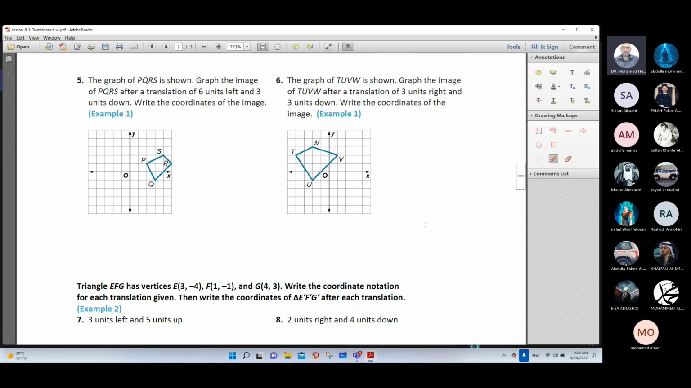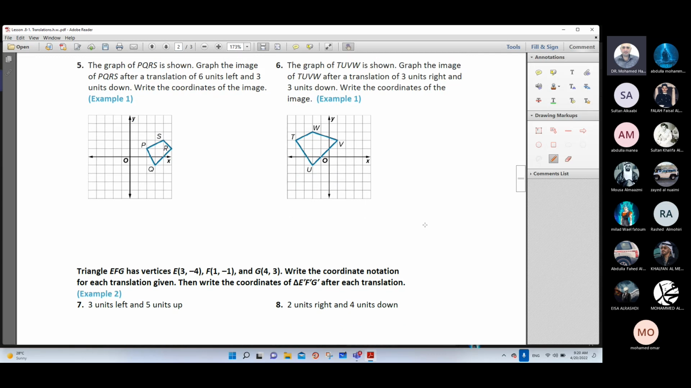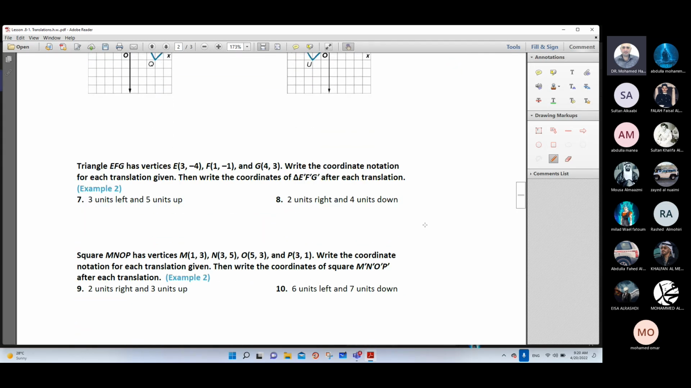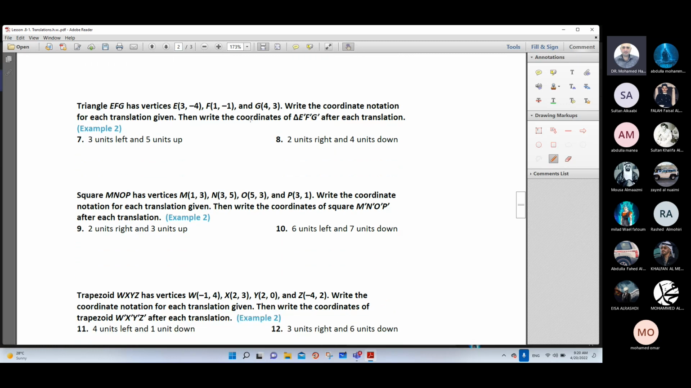Five, the same idea. Six, the same idea. Okay. The triangle EFG has vertices E(3, -4), F(1, -1), and G(4, 3). Write the coordinate notation for each translation given. Then write the coordinates of the triangle E prime, F prime, G prime after each translation.